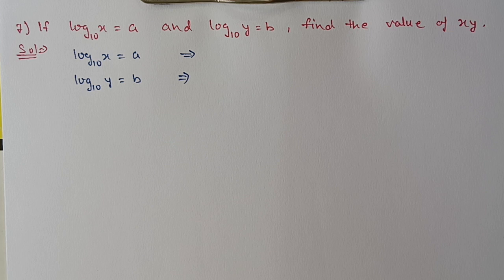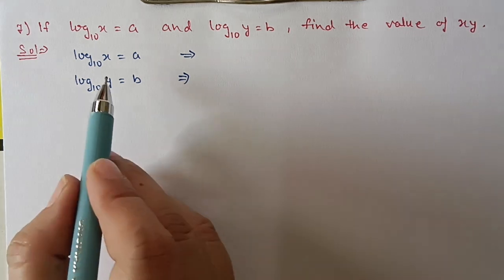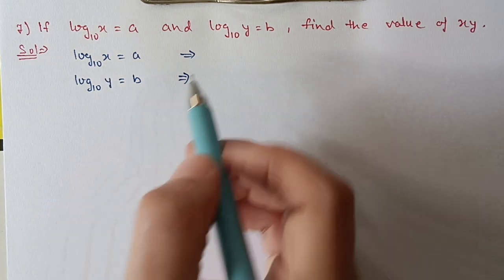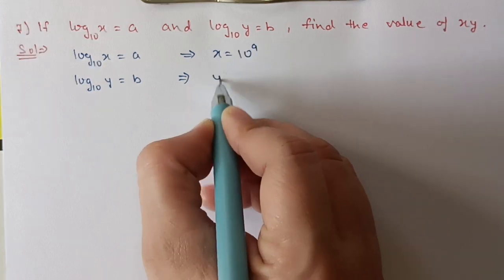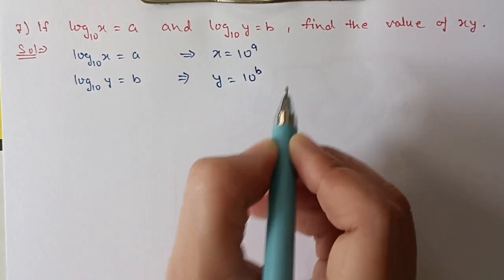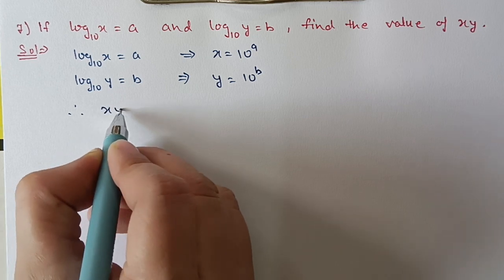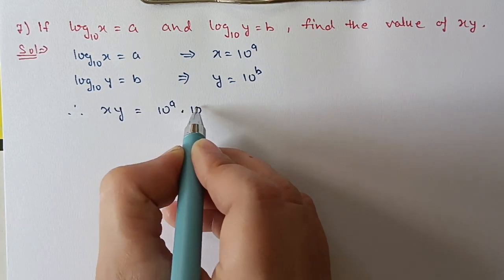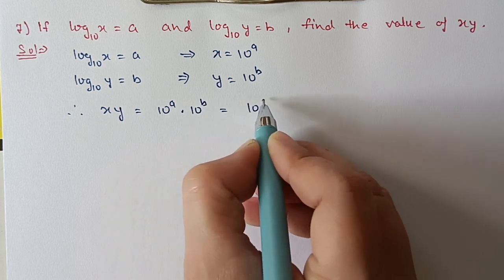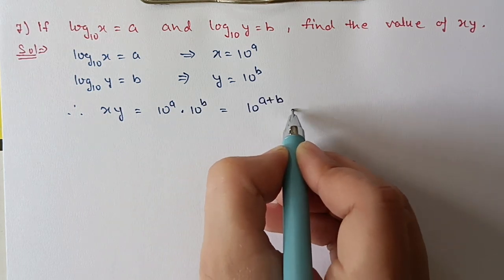Next, question number 7. If log of x to base 10 is equal to a and log of y to base 10 is equal to b, find the value of xy. So first, this given thing we will change into the exponential form. So here we will get x is equal to 10 to the power a and y is equal to 10 to the power b. Now we have to find out the value of xy. x is 10 to the power a and y is 10 to the power b, which we can write as 10 to the power a plus b.